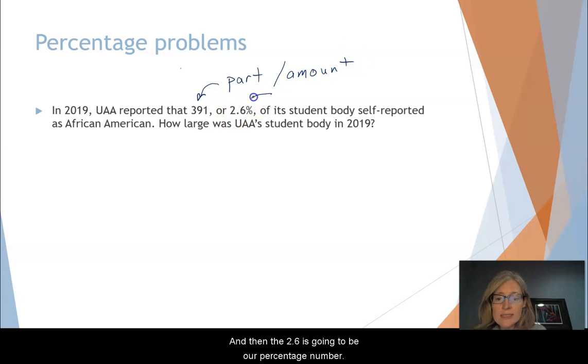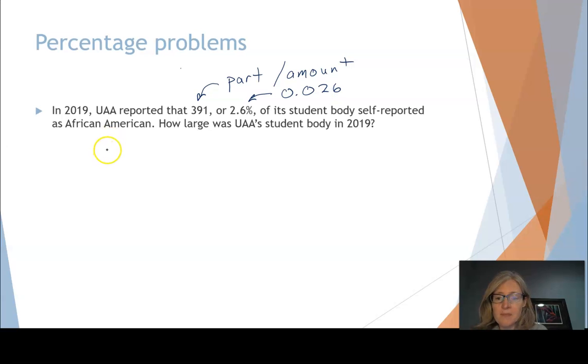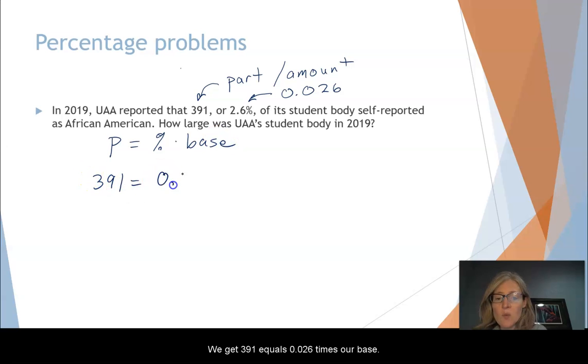And then the 2.6 is going to be our percentage number. We never use percentages as percent. We always change them to either decimals or fractions. So this is 0.026. Setting this up as an equation where we have our part equals the percentage number times the base, we get 391 equals 0.026 times our base. I'll use b.